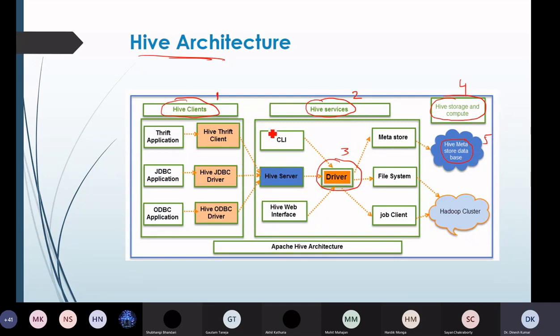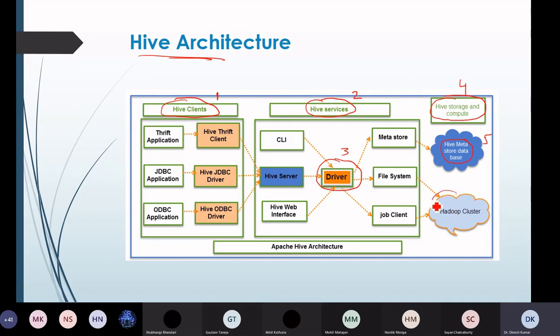So broadly, if I say, this architecture comprises 5 components. Number 1, Hive client. Number 2, Hive drivers. Number 3, Hive services. Number 4, Hive storage. And number 5, metadata. Right? So these are the major 5 components of this particular architecture.